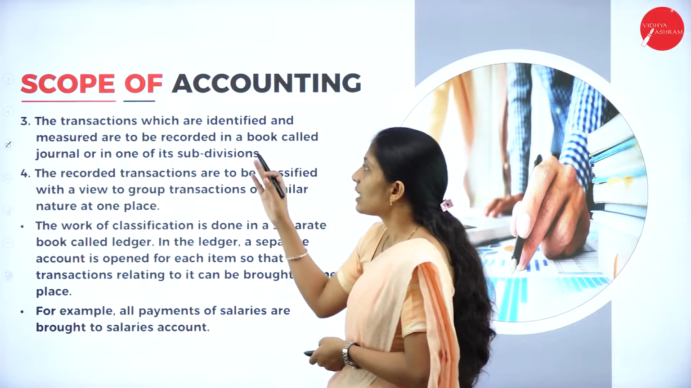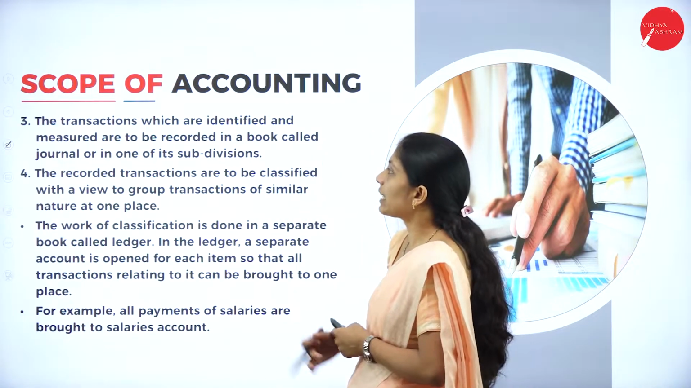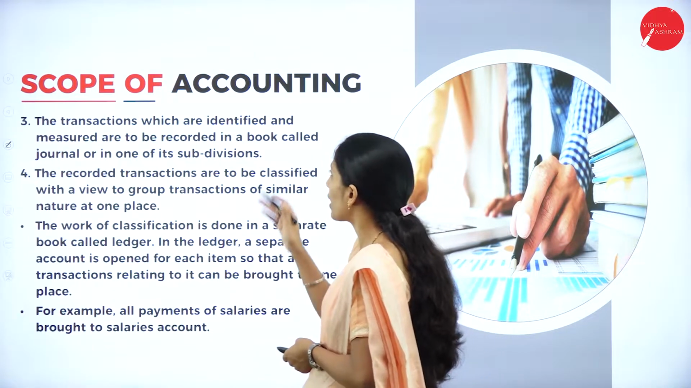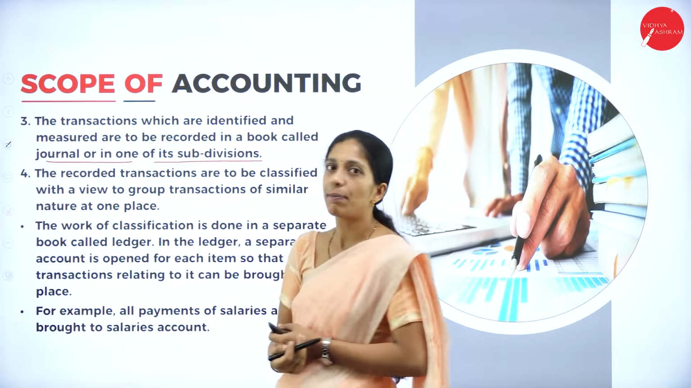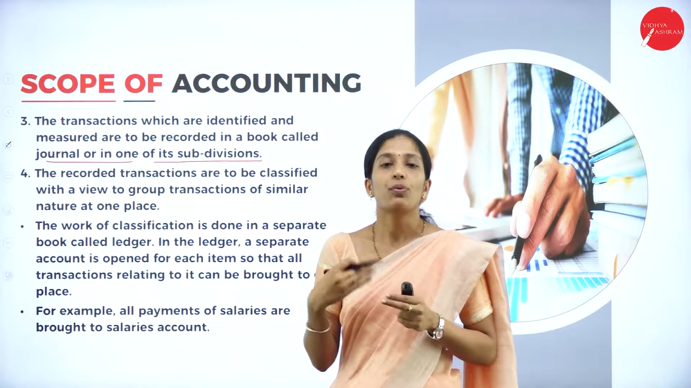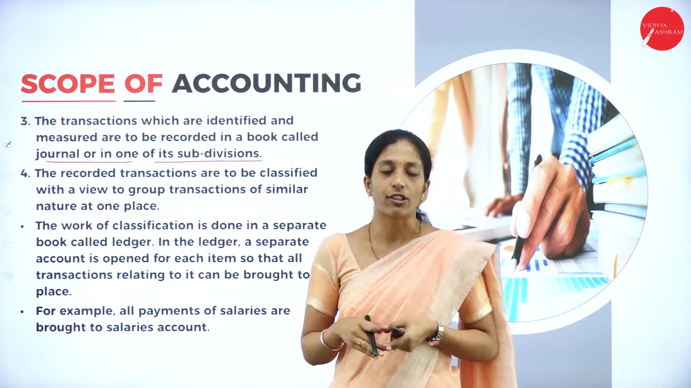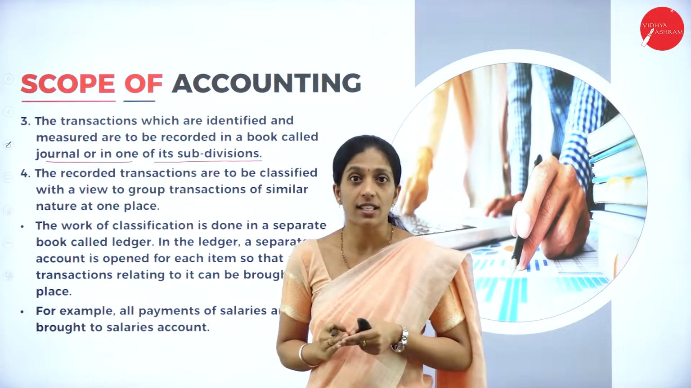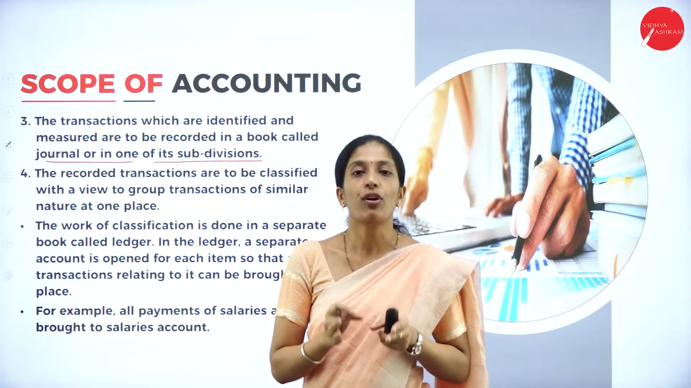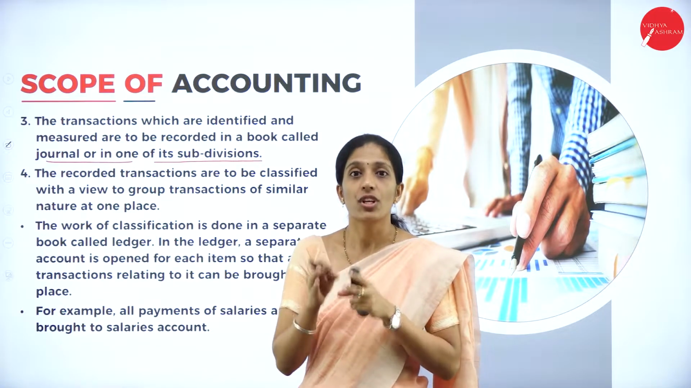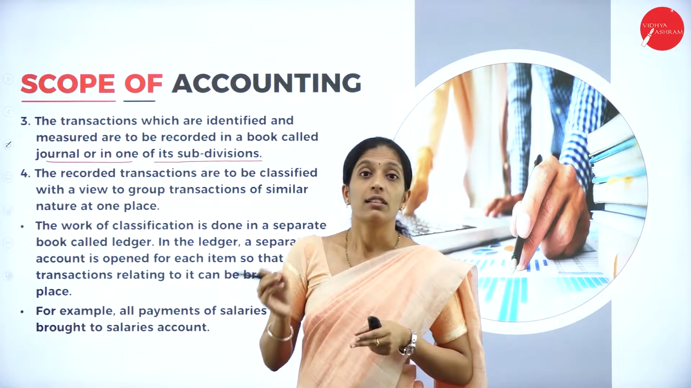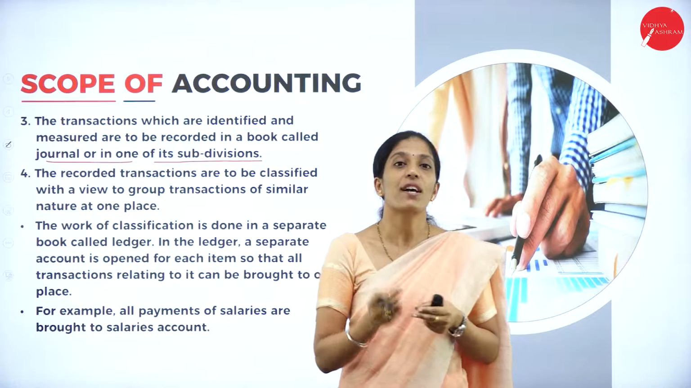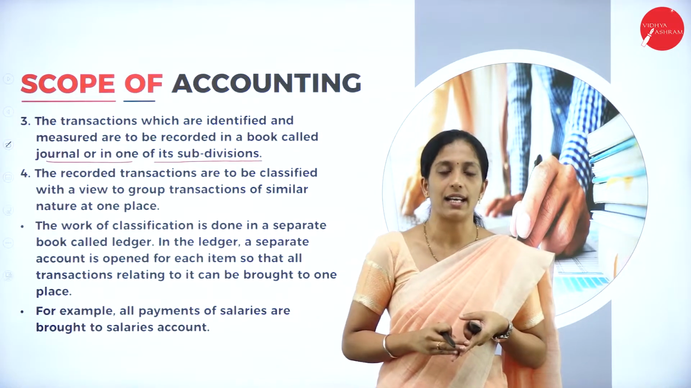And the next one is, the transactions which are identified and measured are to be recorded in a book called journal or in one of its subdivisions. So now we will start the recording of transactions. So where do we record the transactions for the first time? In a book called journal, where journal is called as what? Original book of entry, where the transactions are recorded for the first time in its original manner.